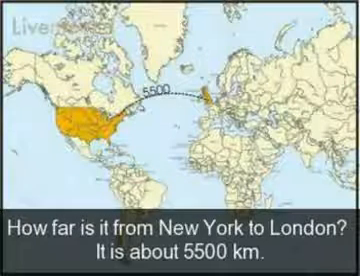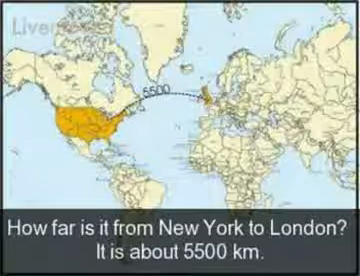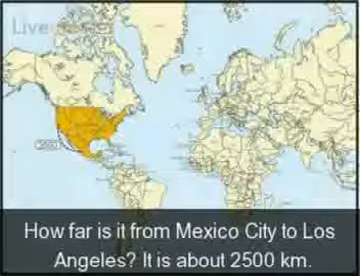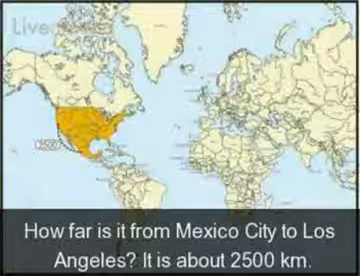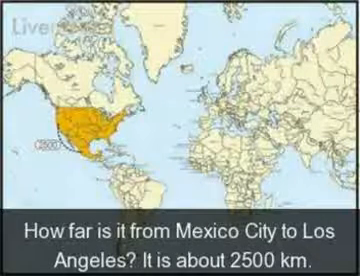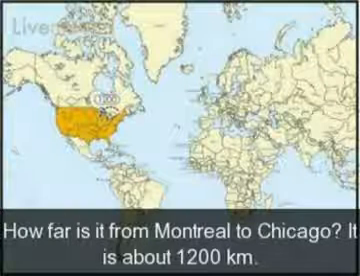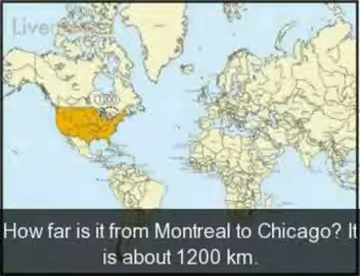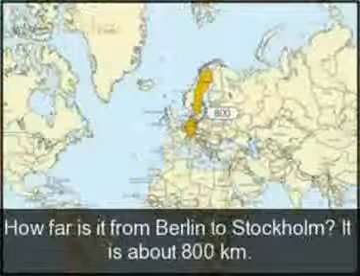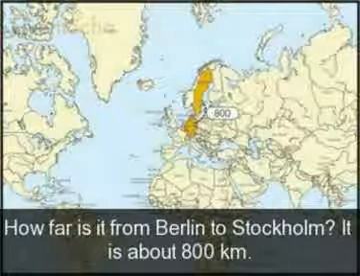How far is it from New York to London? It is about 5,500 kilometers. How far is it from Mexico City to Los Angeles? It is about 2,500 kilometers. How far is it from Montreal to Chicago? It is about 1,200 kilometers. How far is it from Berlin to Stockholm? It is about 800 kilometers.